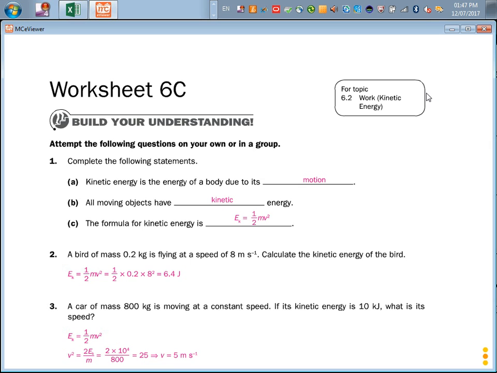10 seconds to settle down, otherwise you will remain standing. 9, 8, 7, 6, 5, 4, 3, 2, 1. You can remain standing.